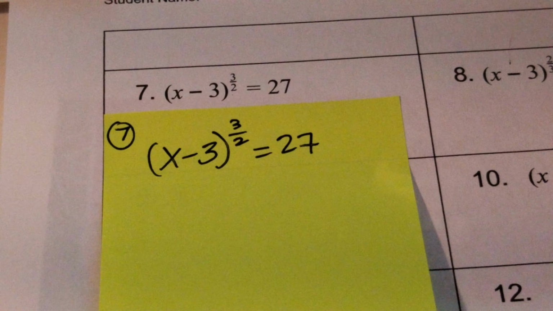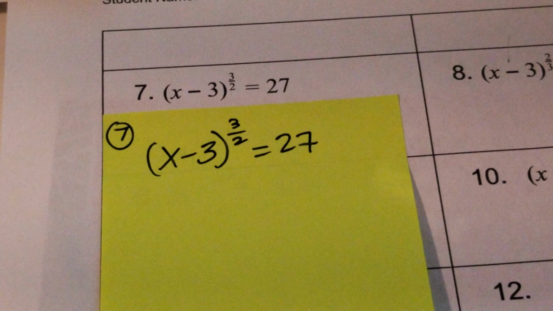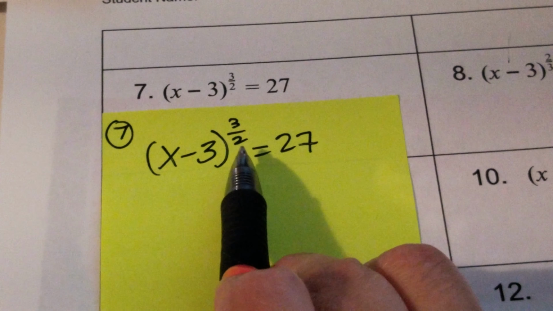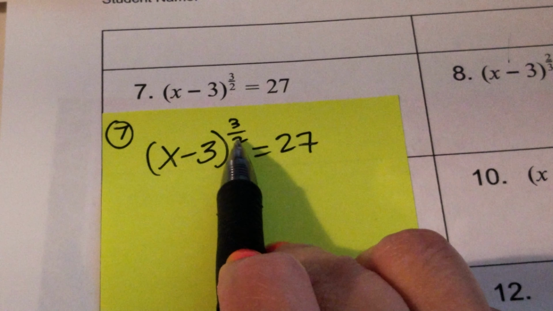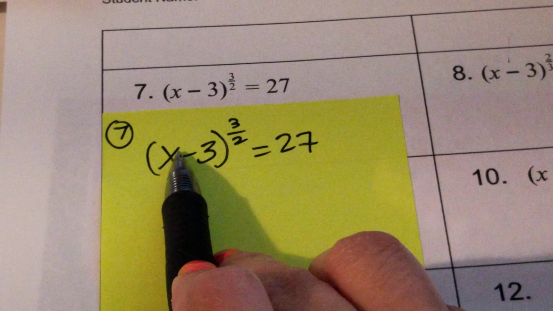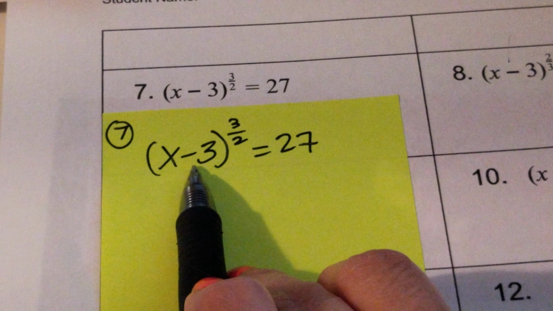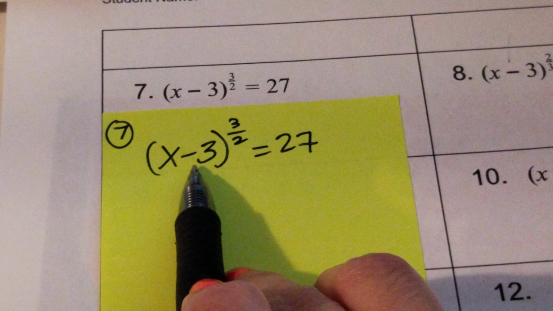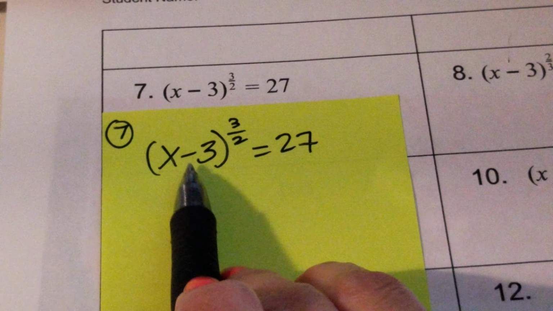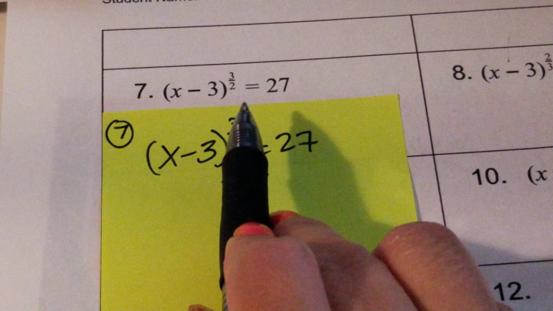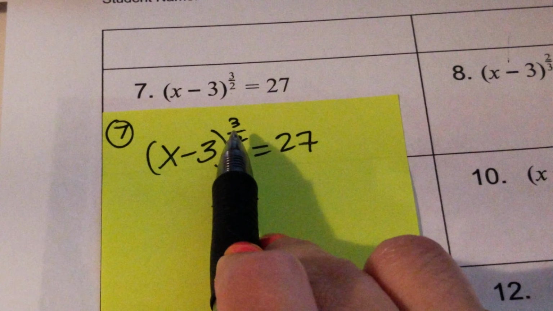Our next problem right here is number 7. Now I have to be careful with number 7 because the rational exponent is not attached to x anymore. So we cannot add 3 just yet. The 3 is inside the parentheses. So before we add 3 on both sides, we have to first get rid of this exponent, okay?